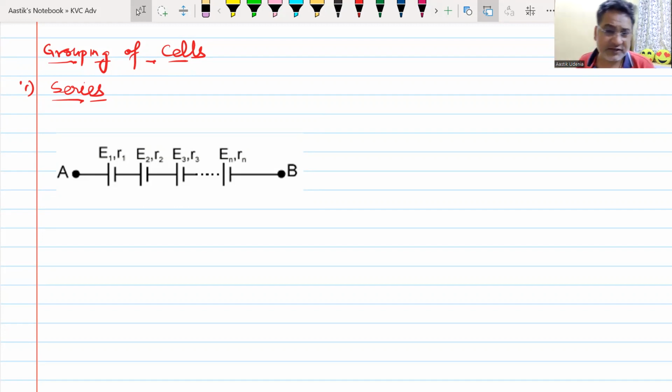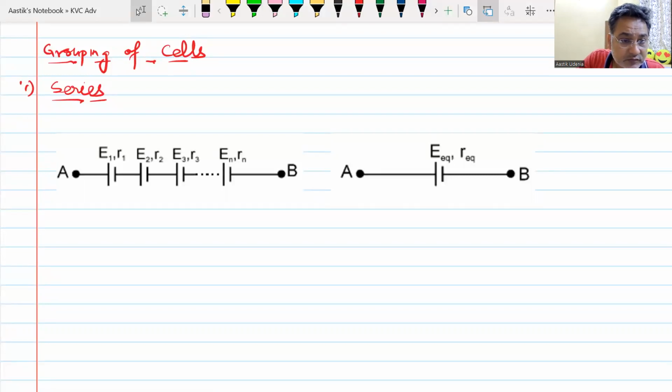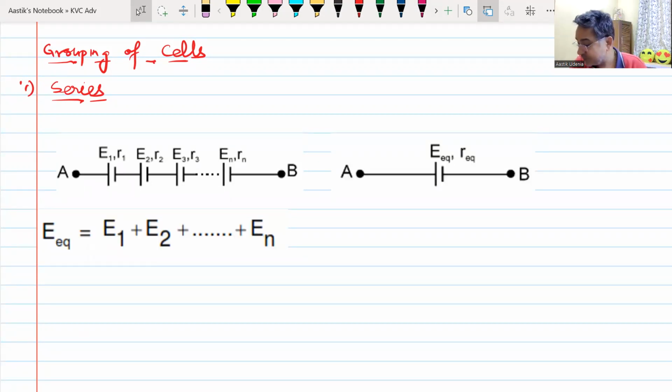So this concept is only valid when every cell is connected in the same way. Do we understand this? Yes, sir. Then if they are connected like this, we can replace all of these cells by one equivalent cell. The EMF of that equivalent cell will be E equivalent, and this E equivalent will be equal to E1 plus E2 up till En. We have to write them with their polarity signs. Do we understand this? If one of the cells is connected in the reverse order, you have to change it.